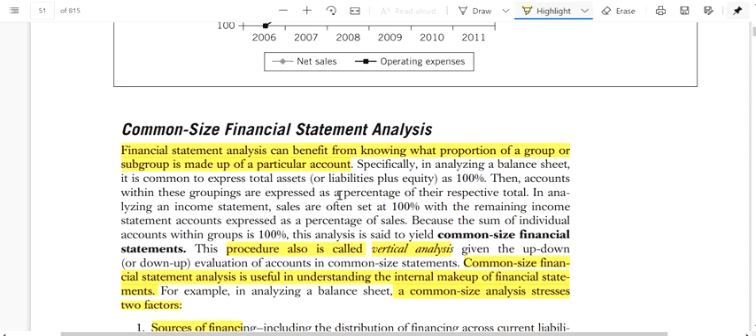Financial statement analysis can benefit from knowing what proportions of a group or subgroup is made up of a particular account. Common size ni maksudnya, contoh kalau macam SOFP, kita terus je tulis asset, kita dah pun common size kan dia. Contoh macam company tu beli chair, table. So kita tak perlu nak tulis chair, table, whiteboard. Tak perlu. Kita terus je sebagai non-current asset. Itu maksud kita dah pun common size kan financial statement kita.